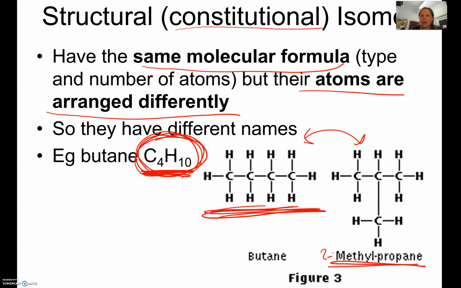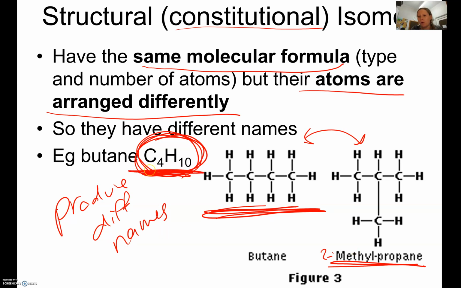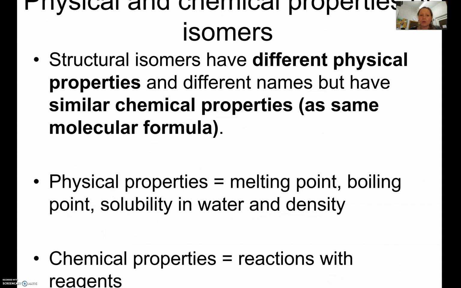And the key thing about structural isomers is that they always produce different names. So if you're able to draw 2 structures with this, or more, because there will be more, with the same molecular formula and they produce different names, then they're said to be structural isomers. Now there is a bit of a systematic way of doing these, so it makes it a lot easier, and I'm going to talk you through those.